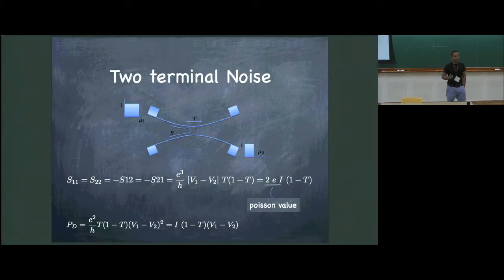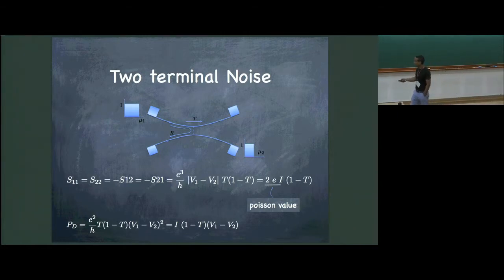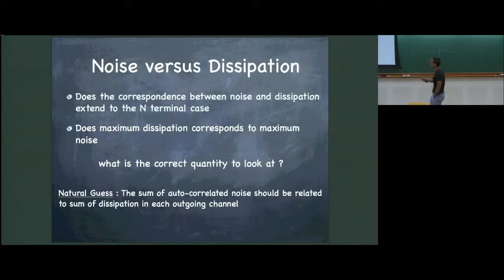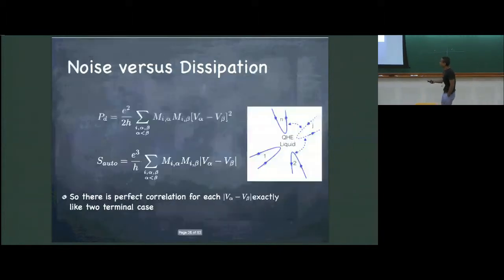And the question would be, if I try to generalize this to not a 2-terminal but a 3-terminal, n-terminal geometry, does such a ratio hold? What one is asking is, does the correspondence between noise and dissipation extend to the n-terminal case? Does the maximum dissipation correspond to maximum noise? So what is the correct thing to look at? Maybe the sum of autocorrelated noise should be related to the sum of dissipation in outgoing channels. So we try to do that.